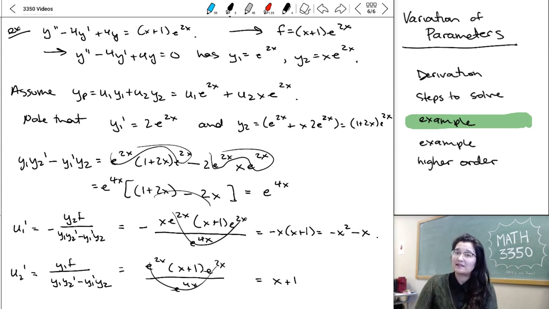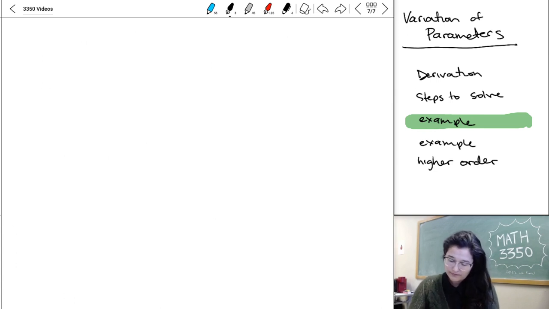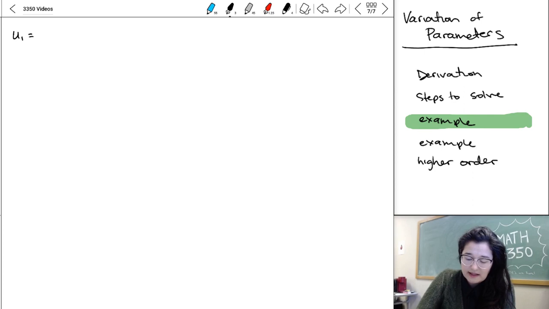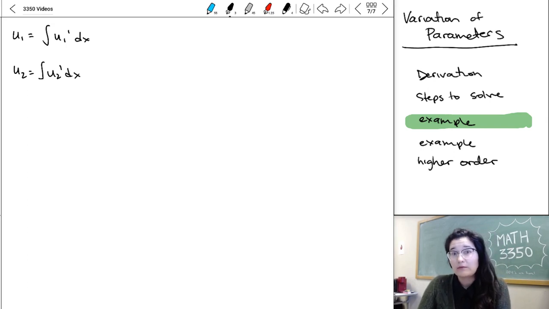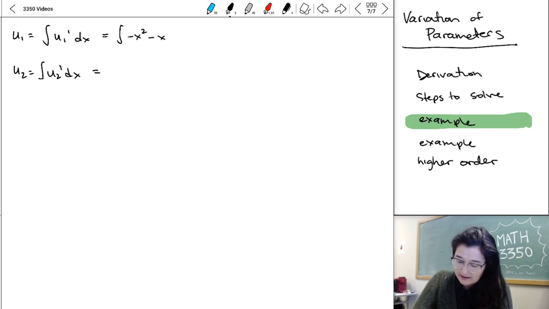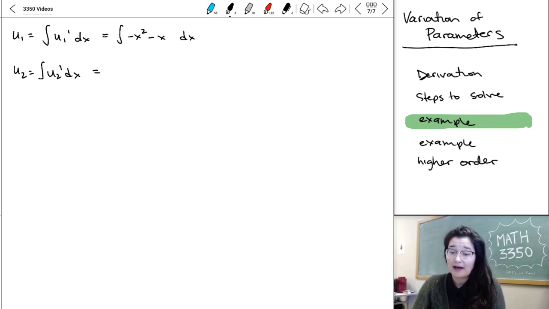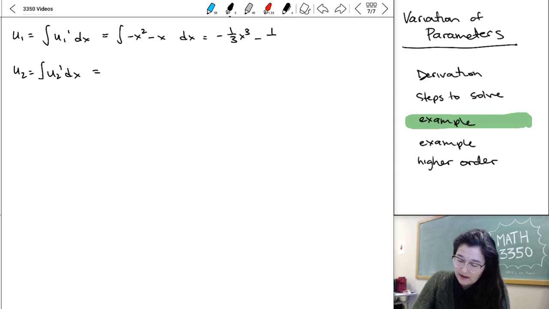I need to move to the next slide to do it, so please pause if you're still writing. But I've got u1 is the integral of u1 prime dx, and u2 is the integral of u2 prime dx, from when I wrote out the steps to solve from above. So my u1 prime was minus x squared minus x, and I'm integrating that with respect to x. So I'm going to get minus 1/3 x cubed minus 1/2 x squared.